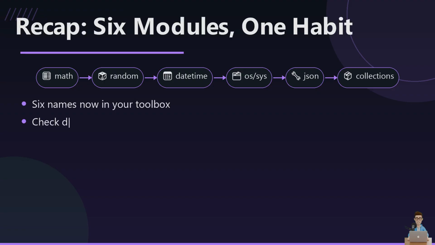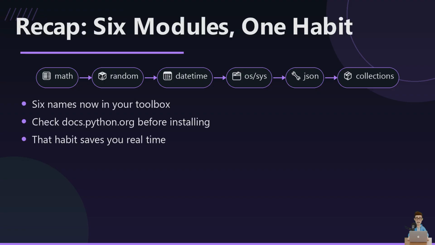So back to the question we opened with, why reinvent the wheel? And now you have the actual answer. Because Python already packed math, random, datetime, os, sys, json, and collections right into the box. The habit worth keeping is simple. Before you write custom logic or run a pip install, check docs.python.org first.